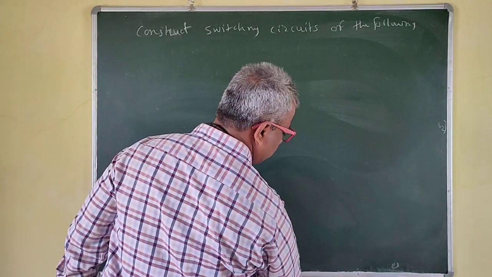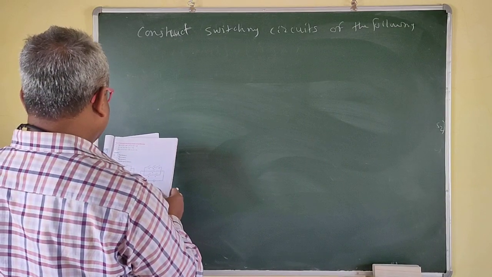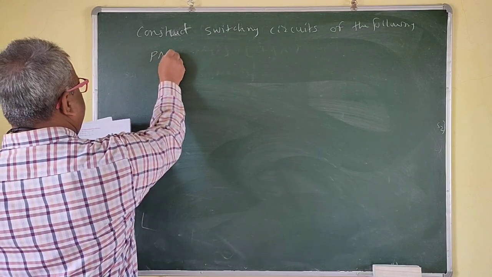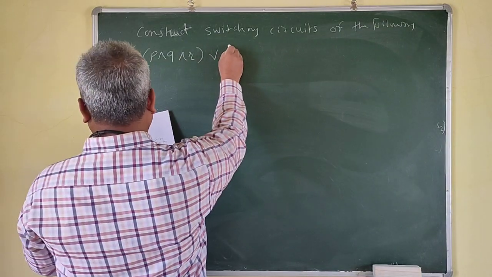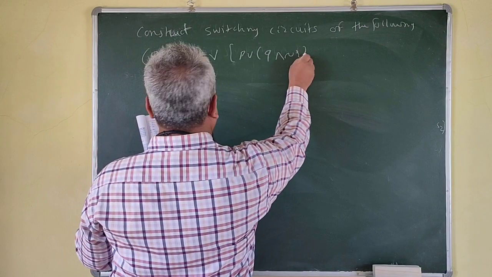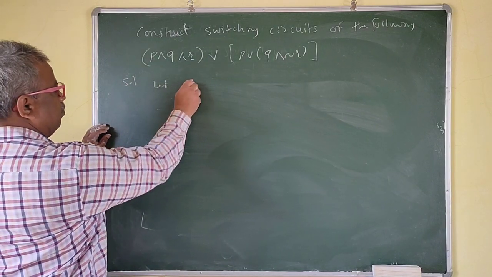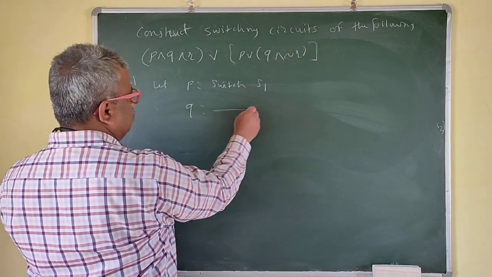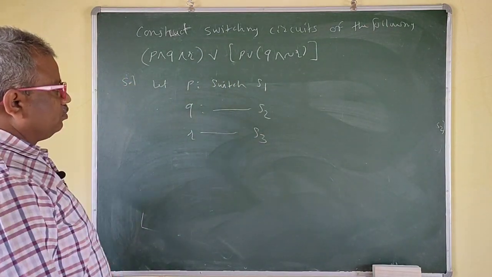They don't ask for the input and output, but you can do it as an exercise for this problem: find the input and output also. Now P and Q and R, P and R and Q and negation R. Solution: let P be for switch S1, Q for switch S2, and R for switch S3.